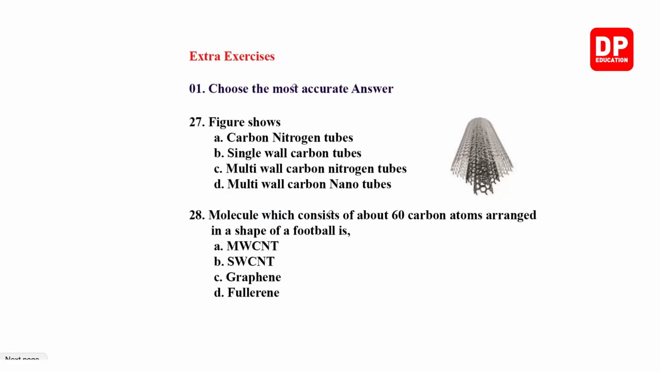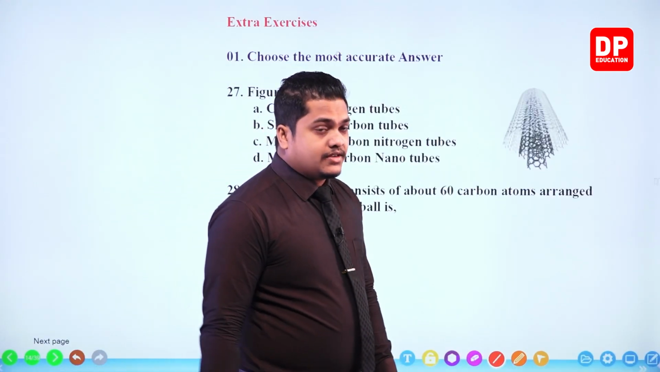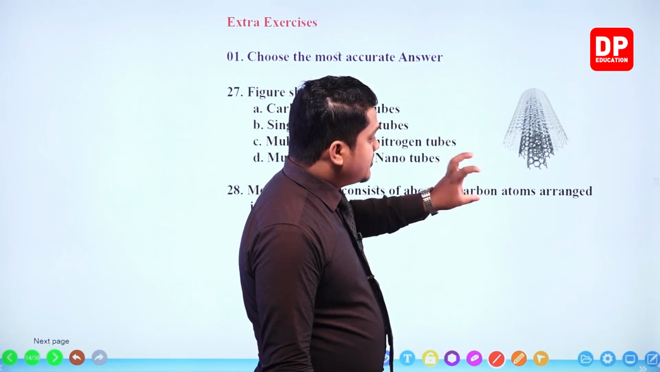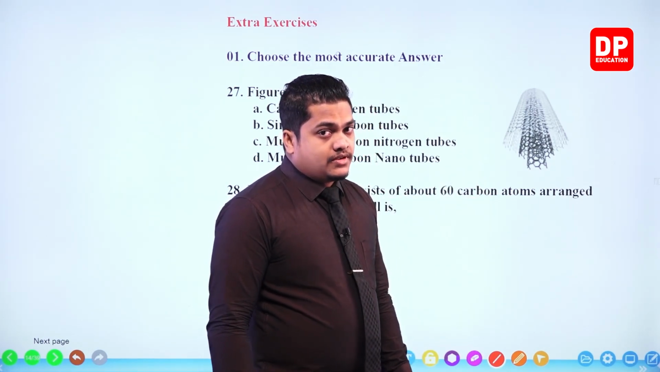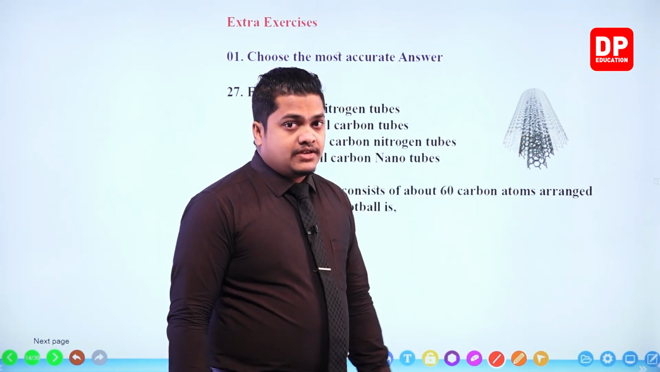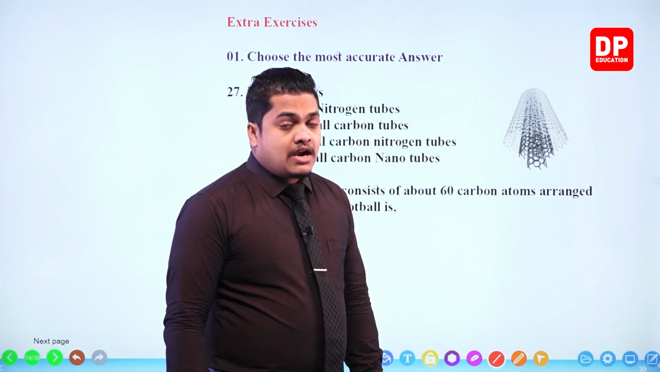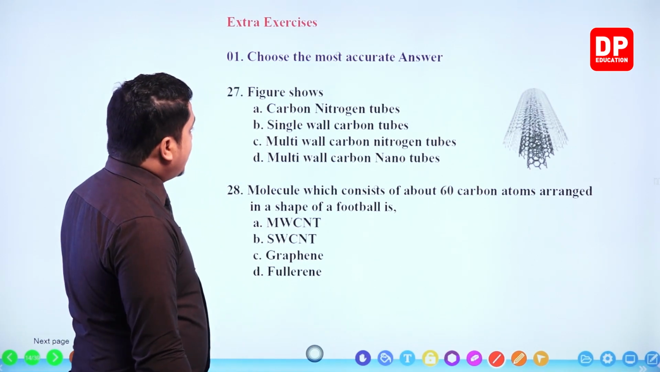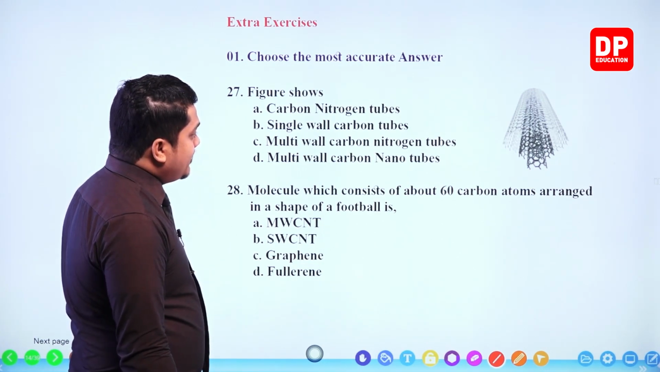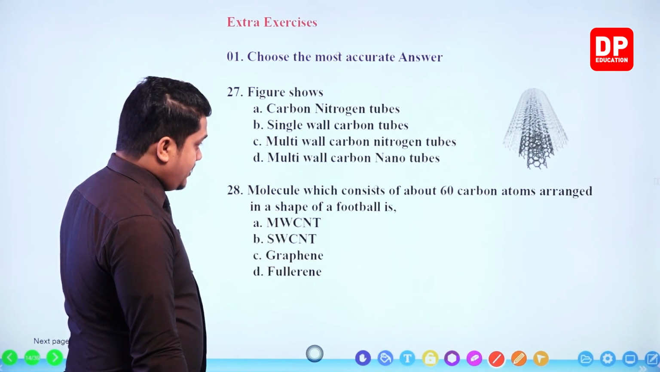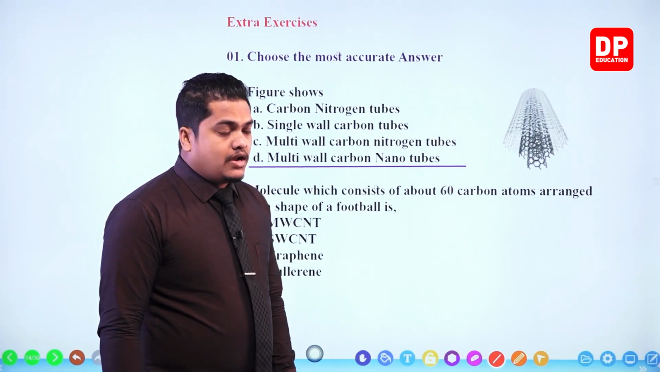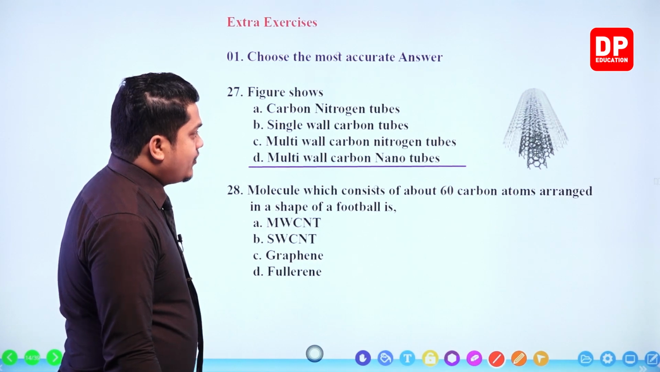SWCNT. Question number 27. The figure shows another structure. Within this structure, can you see there are several walls, my dear children, several tubes? Can you remember the single wall carbon nanotube? In the same way, there are several tubes here. So this is a multi-wall carbon nanotube. So go for the answer that has multi-wall carbon nanotube. Carbon nitrogen tube, incorrect. Single wall carbon tube, incorrect, as there are several. Multi-wall carbon nitrogen tube, incorrect. Multi-wall carbon nanotube, yes, this should be the answer. It's not nitrogen. Now remember, it's a nanotube.